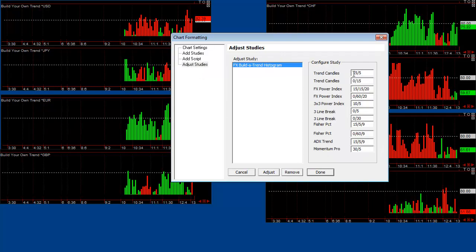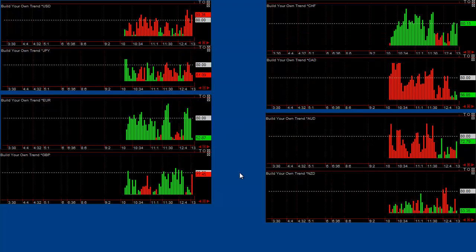I have 15% weight on the 5-minute trend candles, which shows the percentage of each of the currencies going up and down. 15% weight on the 15-minute bar 20-period moving average. What percentage of currencies are above or below this very fast 15-minute bar 20-period average? 15% weight, 10% weight, 15, 15, and 30. The Momentum Pro measures how far each 5-minute bar moves compared to the 20-day average for this time of the day. So when you average all those together, you have some that show direction and some, like the ADX trend and Momentum Pro, that show the intensity of direction.